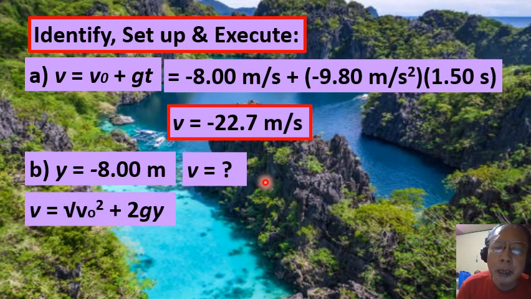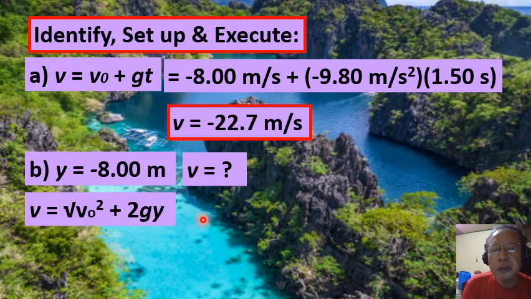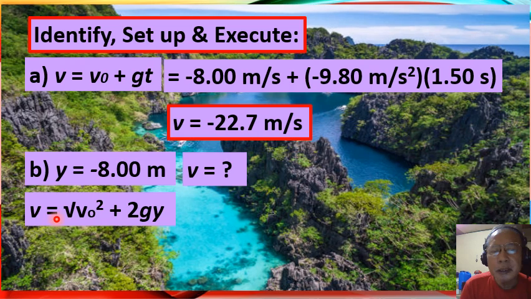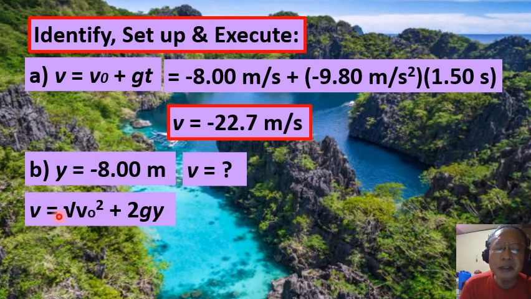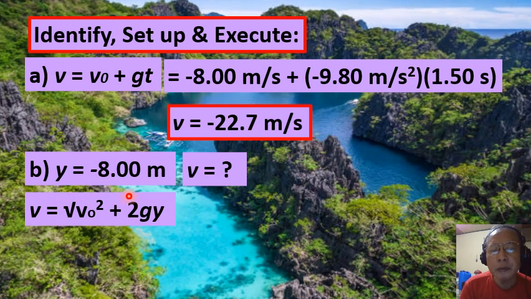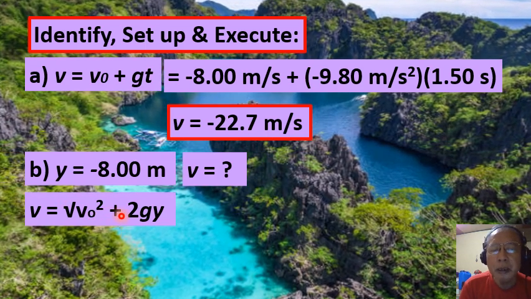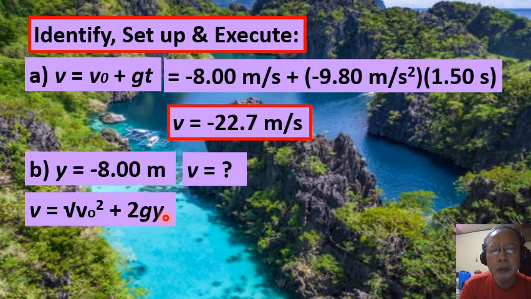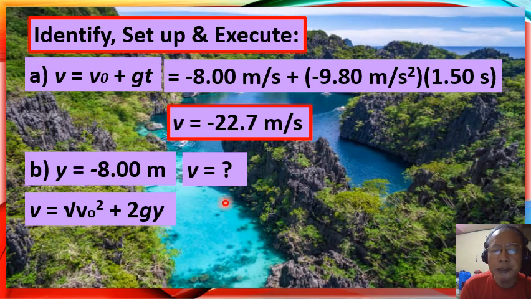And the appropriate formula for finding the instantaneous velocity v is this equation. All right, final velocity v is just equal to the square root of the square of the initial velocity, or v naught squared, plus the product of 2gy. All right, where y, of course, is negative 8.00 meters.